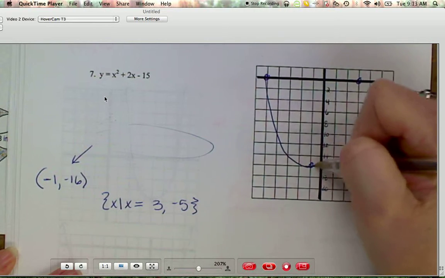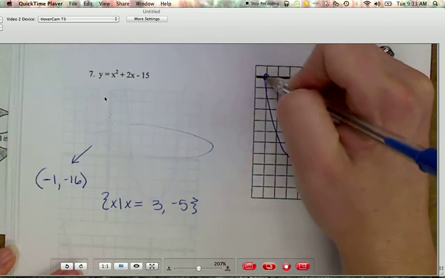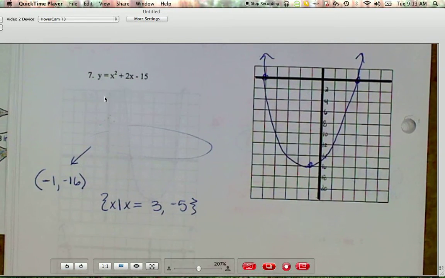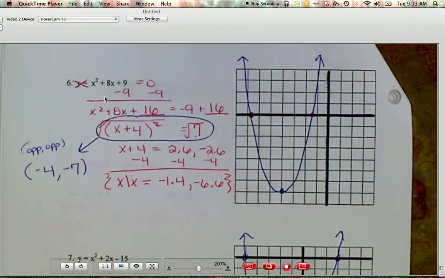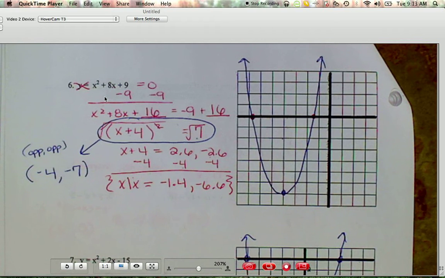So this is what your parabola should look like once you're all done. If you have any questions, just simply go back to the steps and follow the steps as you're working through your homework even. You could play this video as you're doing your new homework problems.